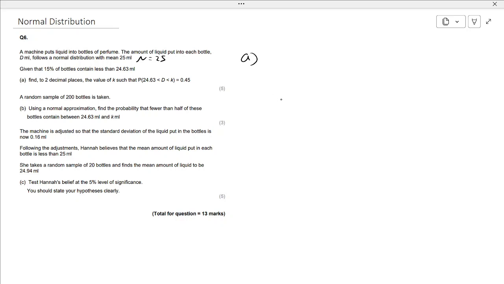Well, I like to do a little diagram to remind myself of the calculations. So I would say, what do I know about my distribution? I know that the average here is 25. And I also know that 15% contain less than this. So the probability that the amount D is less than 24.63 is 15%. So I'm just going to add that on over here. So there's 24.63 and there's my 15%.